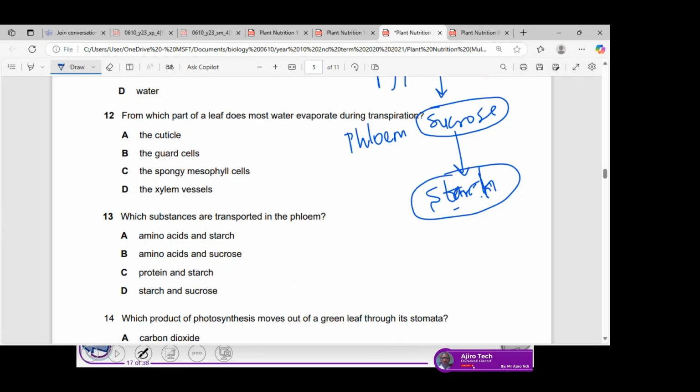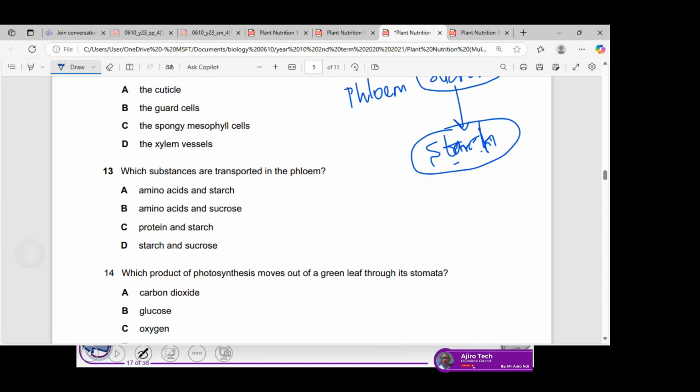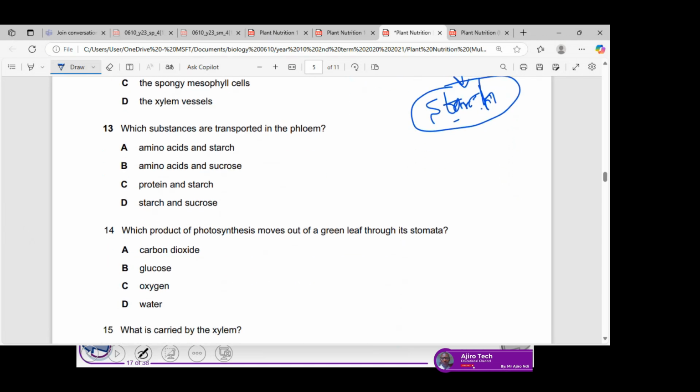13. Let's go to 13. I'll come back to 12 when we have explained transpiration, so you get a better gist of it. Let me not trouble you with that for now. 13. Let's try.